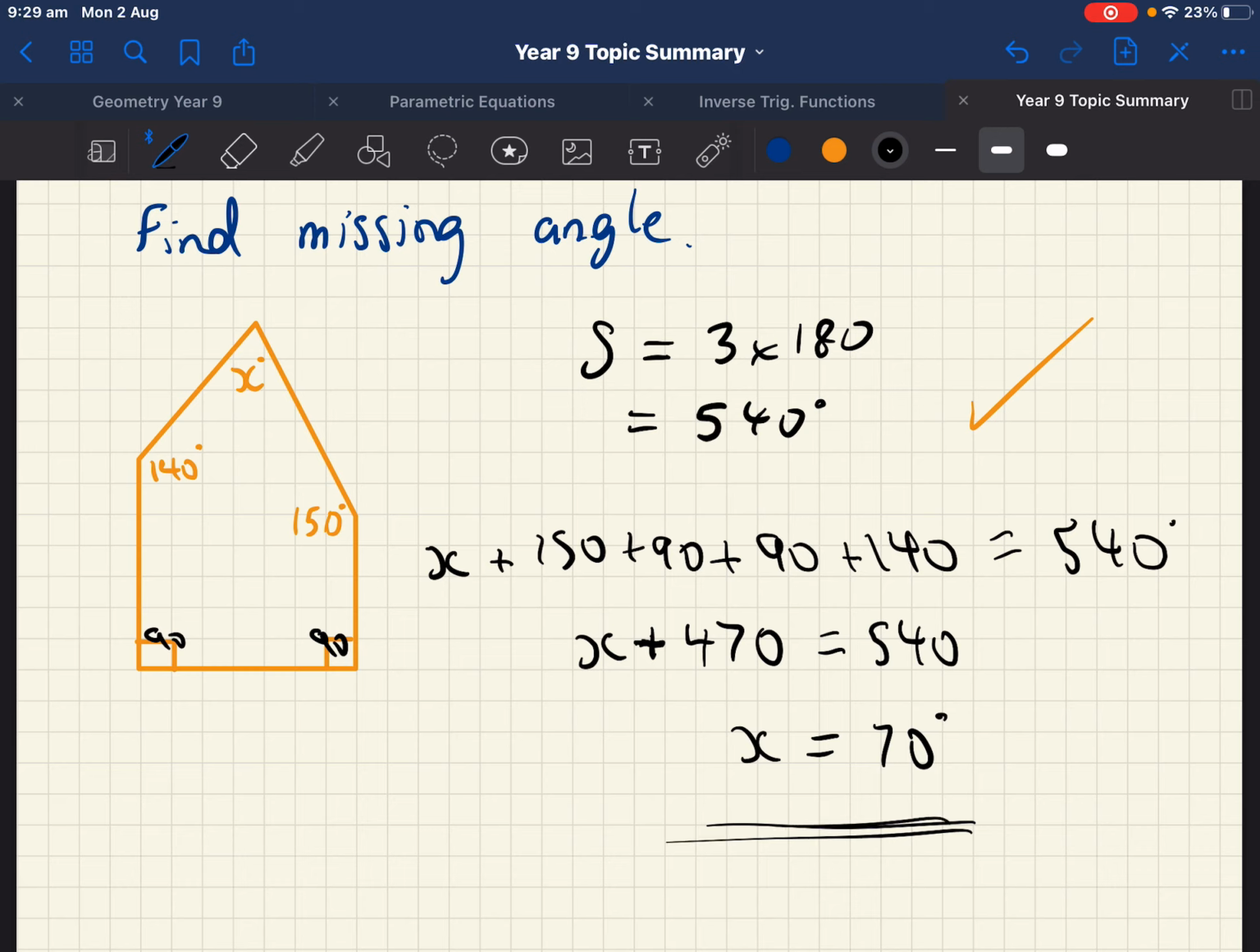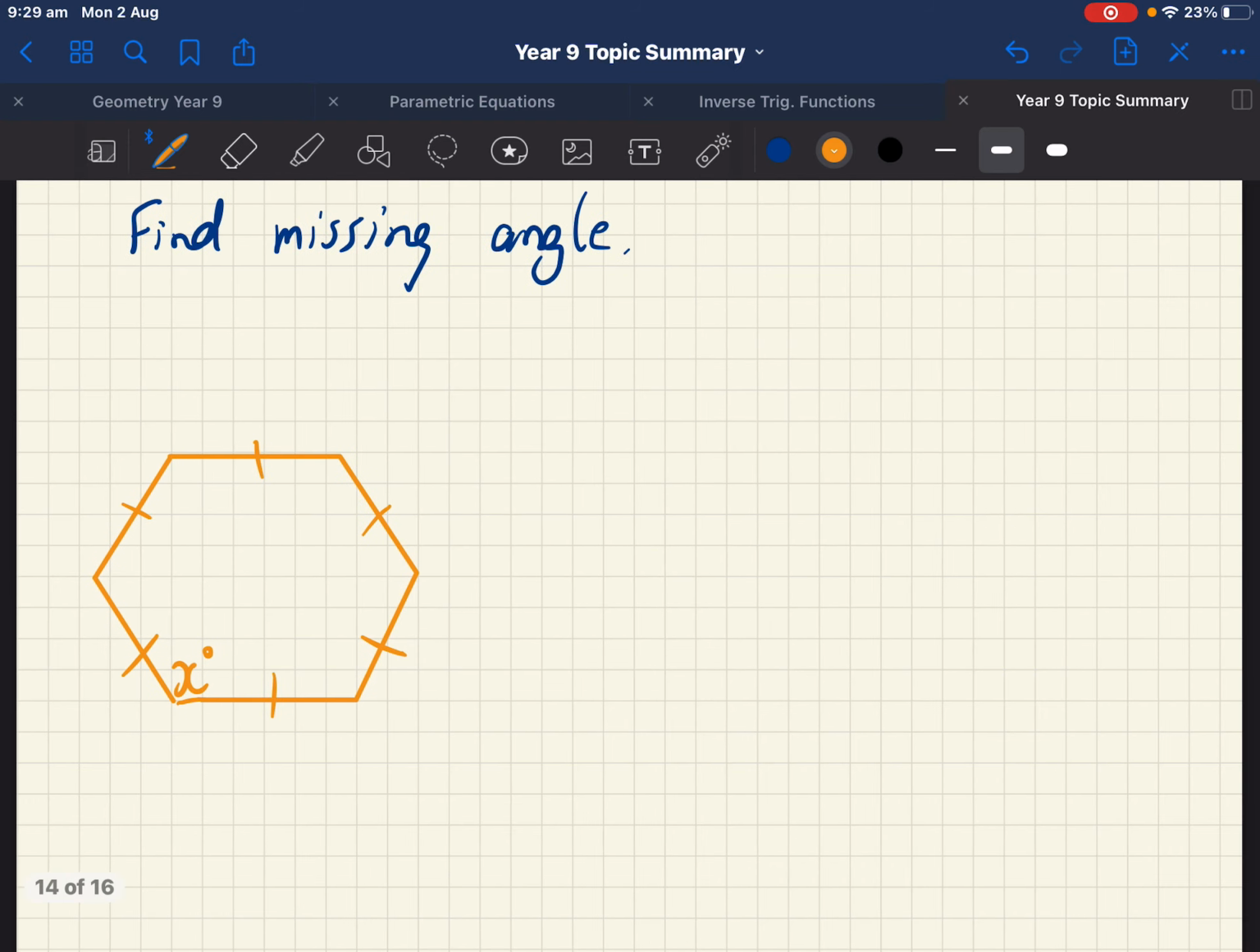So that wasn't too bad, right? It's all done the same sort of way. The only thing that makes it a little bit different is, you need to work out that angle sum first. And then it just works like normal.